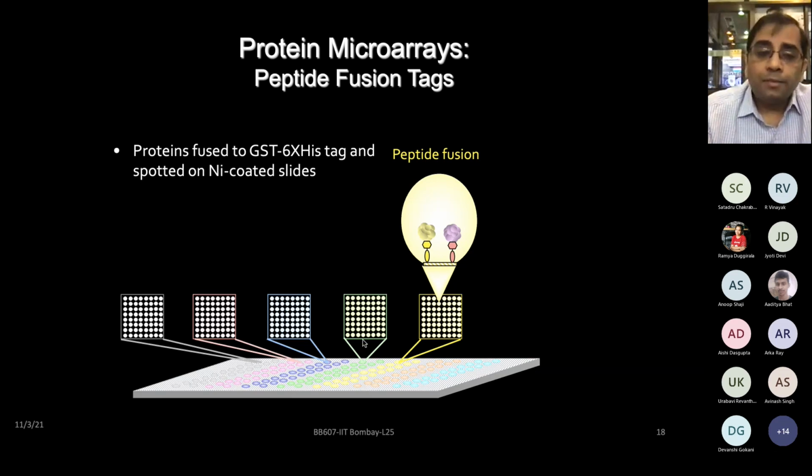Then you put some tag on them, let's say a GST tag, and you can spot those on the array surface. If you want to utilize affinity interaction, you can have a histidine tag, and if the surface is coated with nickel NTA chemistry, then nickel and histidine will bind, and therefore the peptides can be conjugated. But that's one way; there are many chemistries to conjugate peptides on substrates. So all you're doing is synthesizing peptides of interest obtained from your biomarker experiments, and then printing those peptides on the arrays.